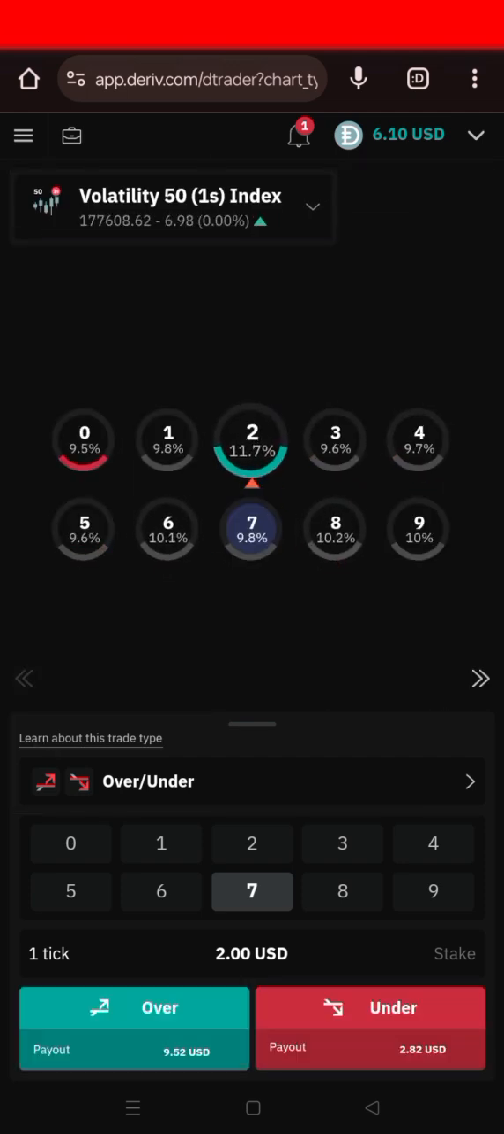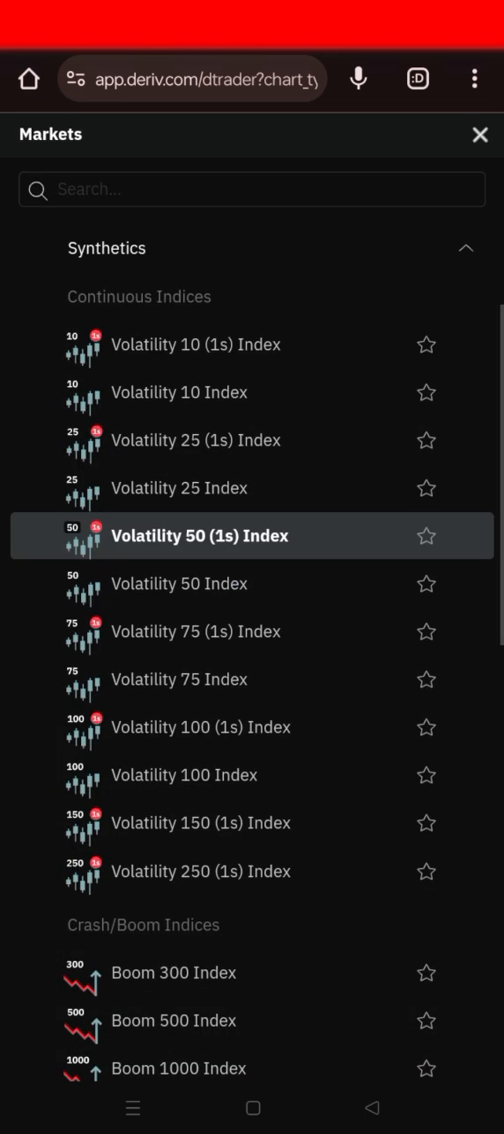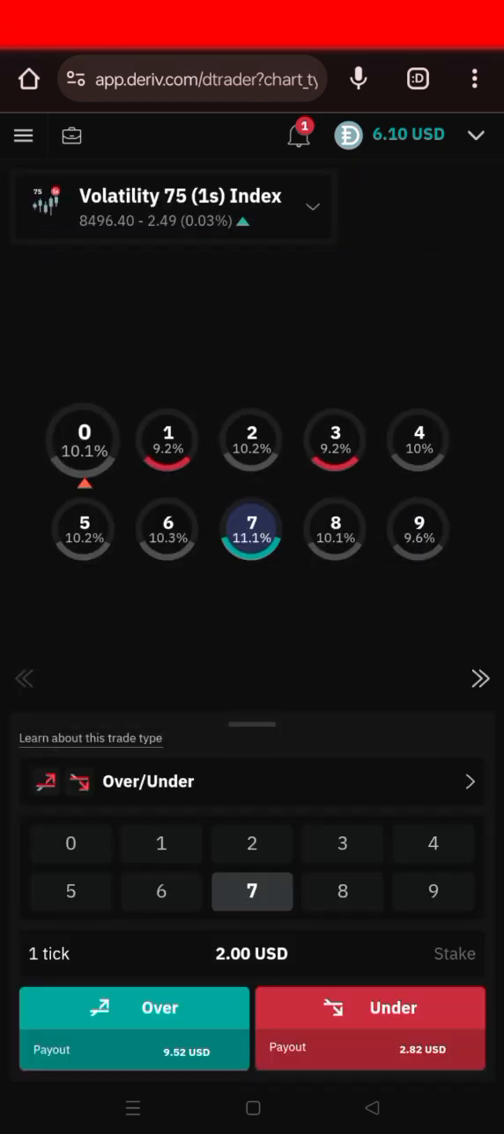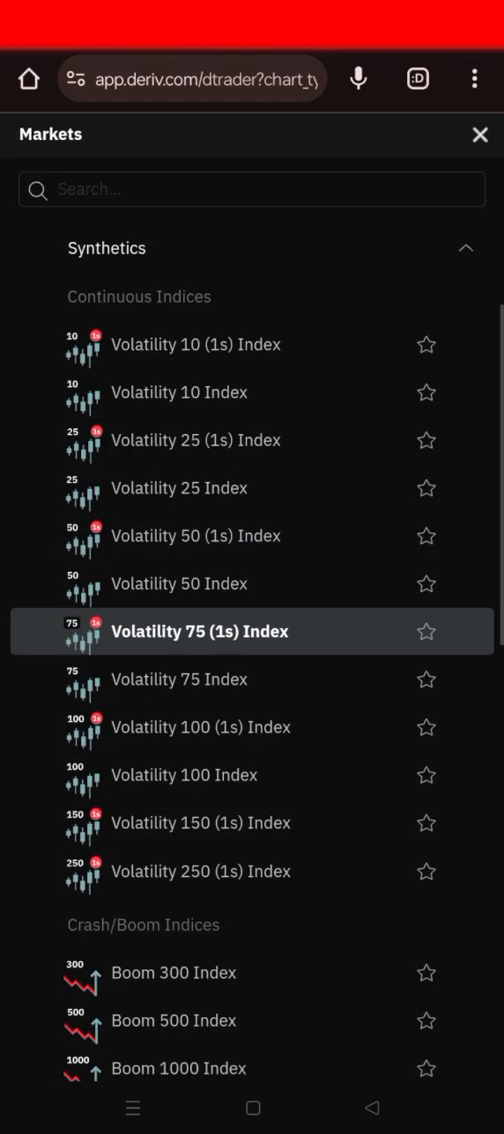So this is a good way that beginners can trade whenever you spot that kind of market. So you see for volatility 50 1s, number 7 is the only one which has qualified, and we need all the numbers 7, 8, 9 to be below 10%. You can see number 9 is not changing. So we just check for another market. Checking at volatility 75, let's see how it behaves. Numbers 7, 8, 9, we see that still it hasn't adhered to our requirements.